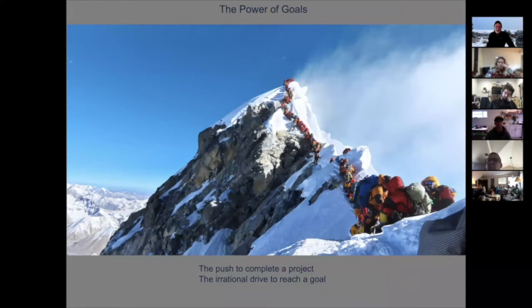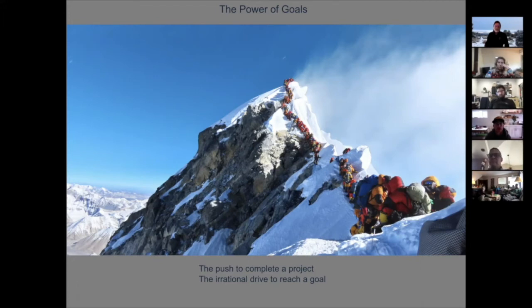It just doesn't look a whole lot of fun to me. But for better or worse, a lot of us who go out into the backcountry are classic type A personalities. We want it our way. We're prepared to bulldoze on through. It's not necessarily a plan for success. People are often pushed to complete a project. It's an irrational drive to reach a goal, as we kind of talked about before.